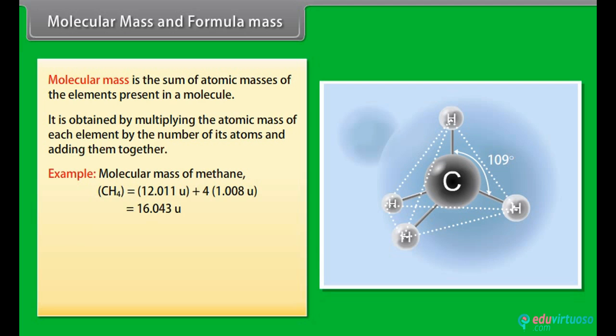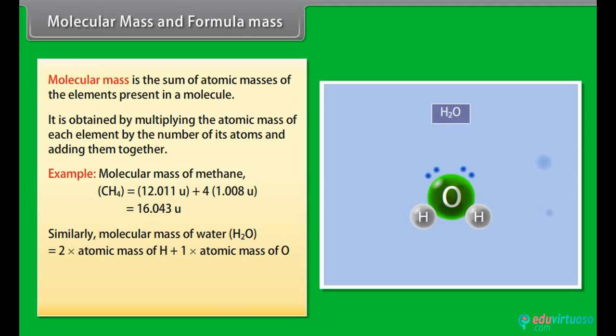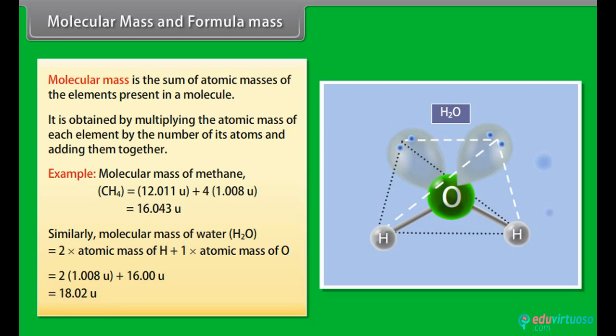is equal to 16.043 u. Similarly, molecular mass of water, H2O, is equal to 2 into atomic mass of H plus 1 into atomic mass of O, which is equal to 2 into 1.008 u plus 16.00 u, which is equal to 18.02 u.